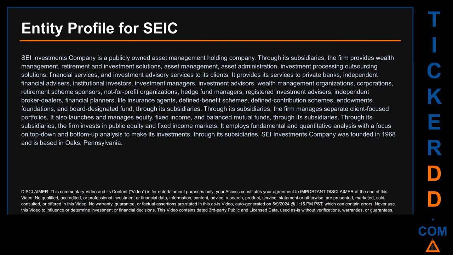Through its subsidiaries, the firm manages separate client-focused portfolios. It also launches and manages equity, fixed income and balanced mutual funds through its subsidiaries. Through its subsidiaries, the firm invests in public equity and fixed income markets. It employs fundamental and quantitative analysis with a focus on top-down and bottom-up analysis to make its investments through its subsidiaries. SEIC Investments Company was founded in 1968 and is based in Oaks, Pennsylvania.